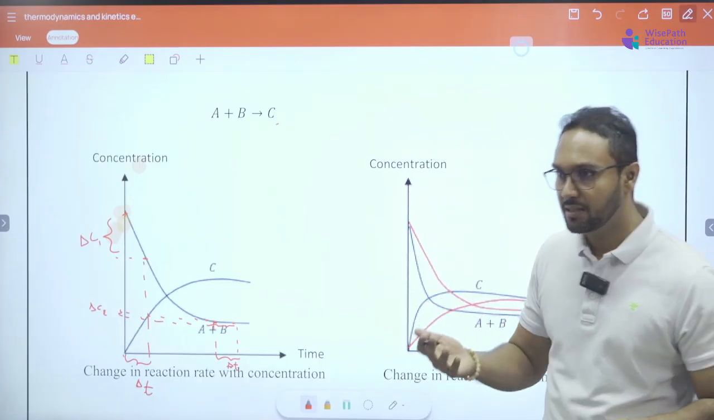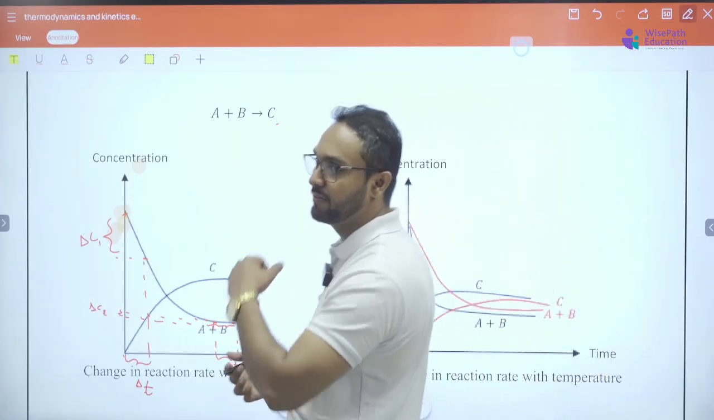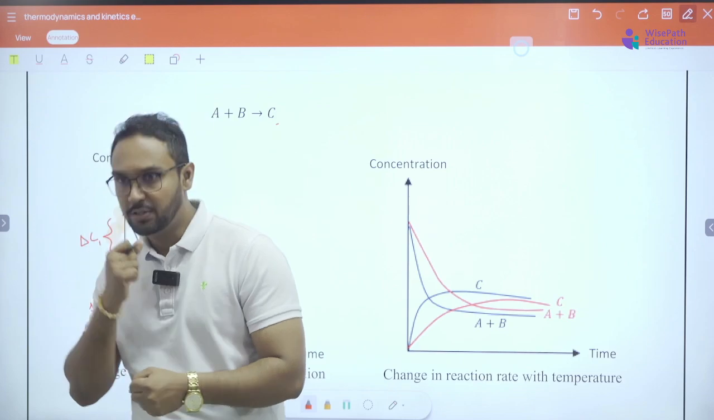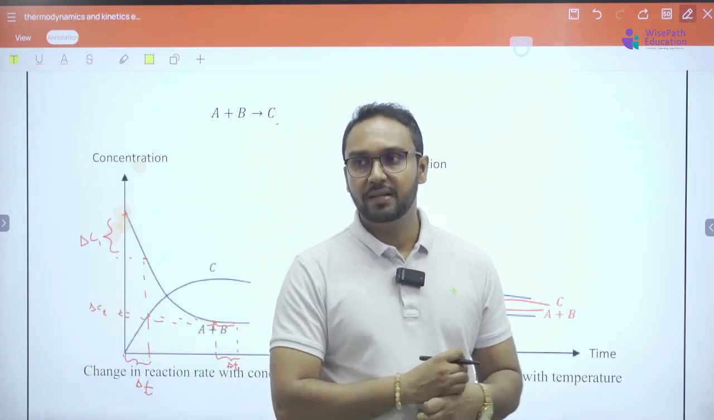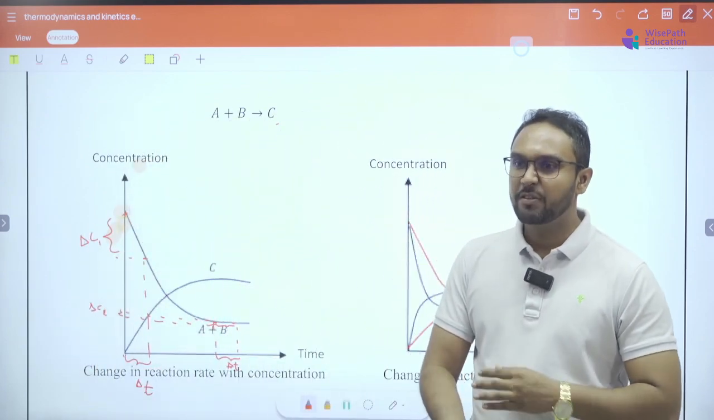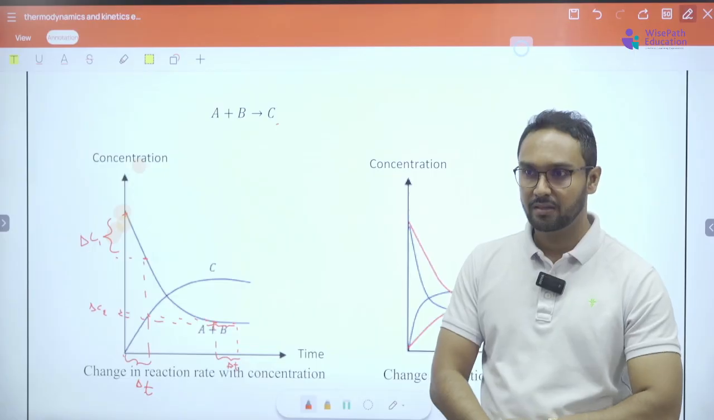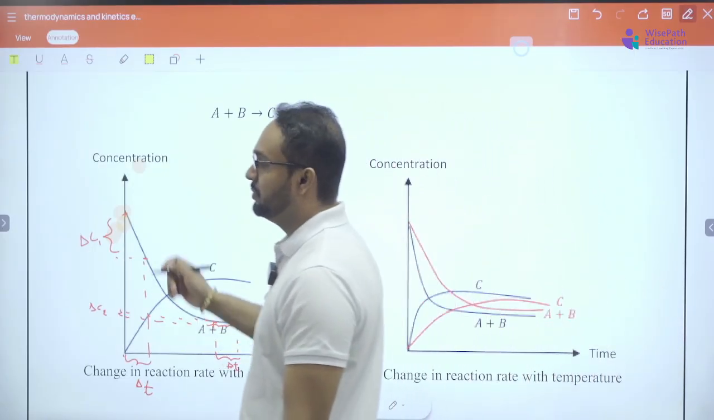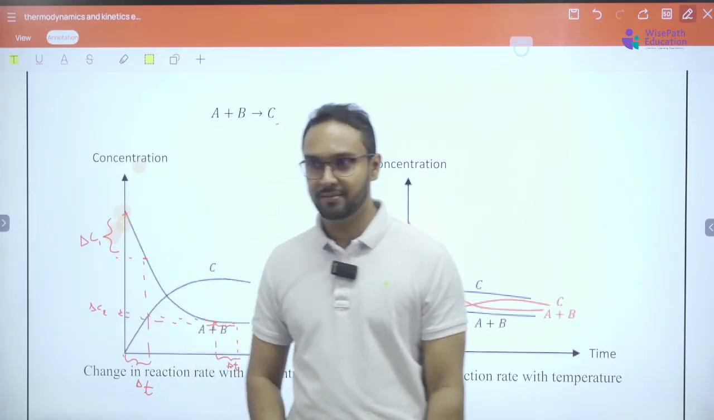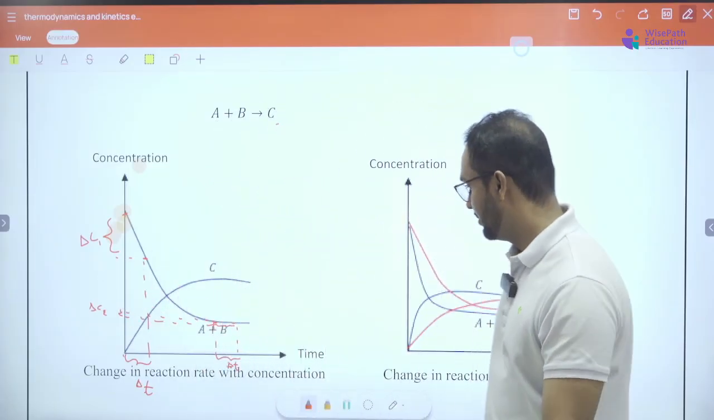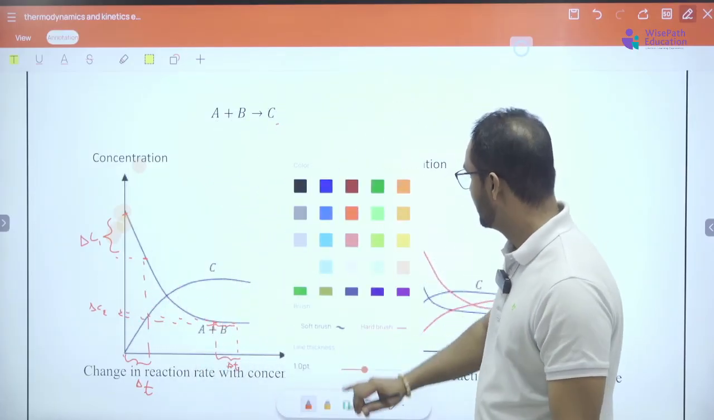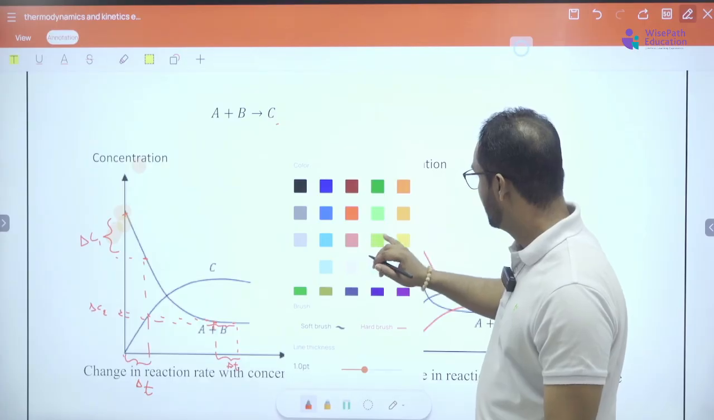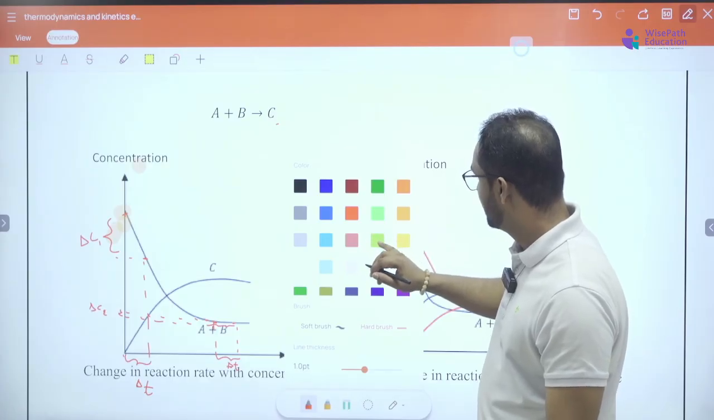So if I increase the temperature, what should happen to the rate of reaction? It should increase. නේ? If I increase the temperature, rate of reaction should increase, right? Now how do you draw it in the graph? Another color. Huh? Same way.